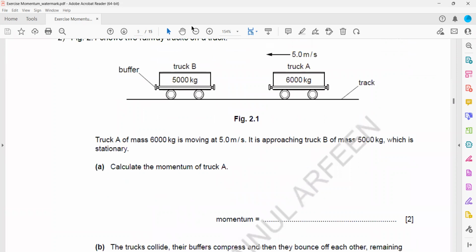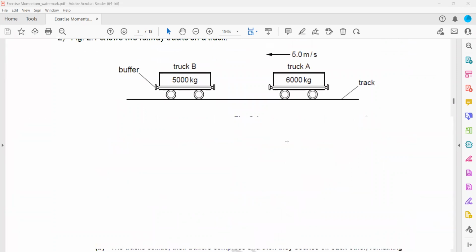Whenever you need the final speed, you will always use the conservation of momentum. So according to conservation of momentum, the total momentum before must be equal to after. Momentum before: this was stationary, so the momentum was 0. This was moving, 6 multiplied by 5, so this was 30,000. So momentum before is 0 plus 30,000. What about the momentum after the collision?